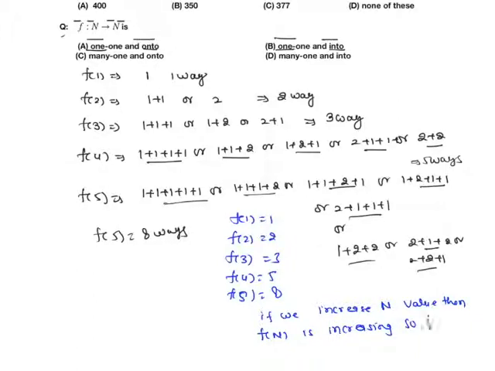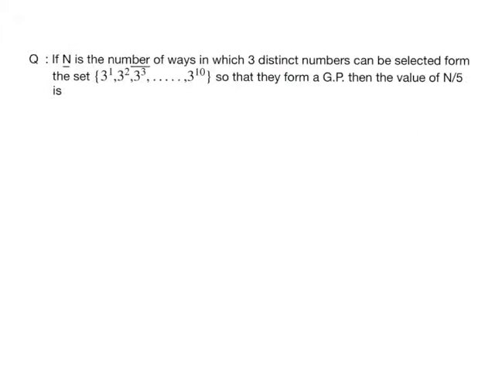So f is one-one. Second thing, f of 4 is 5 and f of 5 is 8. There is 6 and 7, so we are not getting 6 and 7. So we can say f is into. So B option is correct: one-one and into.